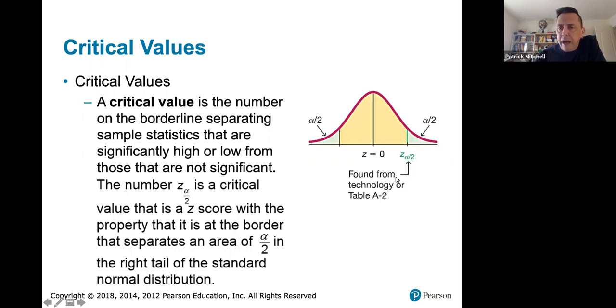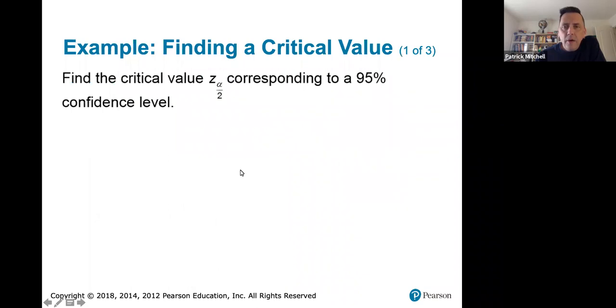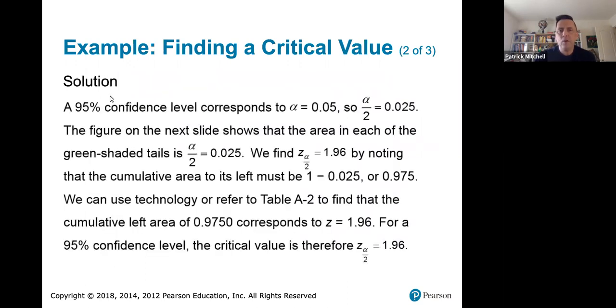Notice that the way we find those is either using technology or using table A2 that we were using in chapter 6. Okay, so the first example of finding a critical value: find the critical value z sub alpha over 2 corresponding to a 95% confidence level. It's likely that we've done this problem before. It just wasn't worded like this. A 95% confidence level corresponds to alpha equals 0.05, which means alpha over 2 is 0.025.